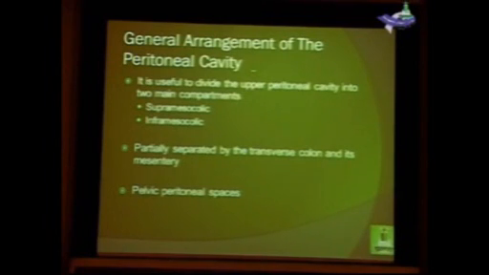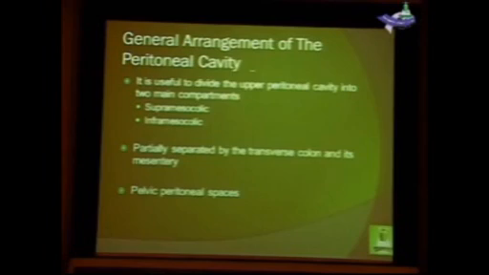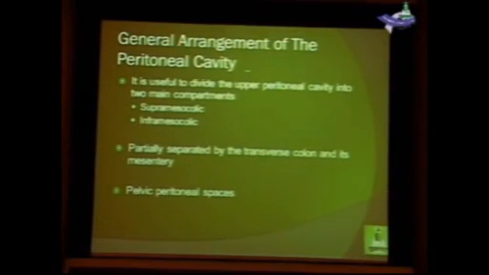So it is useful to divide the upper abdominal cavity into two main compartments: the supramesocolic and the inframesocolic compartments. These two compartments are partially separated by the transverse colon and its mesentery going transversely across the upper abdomen. In addition to these spaces, as we've mentioned, there are the pelvic peritoneal spaces that we will not talk about in this lecture, but I guess they will be included in other lectures.